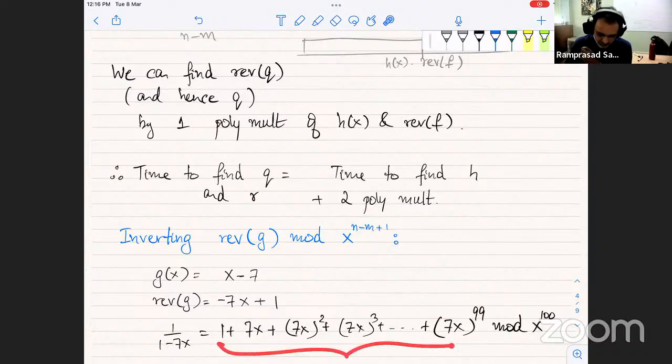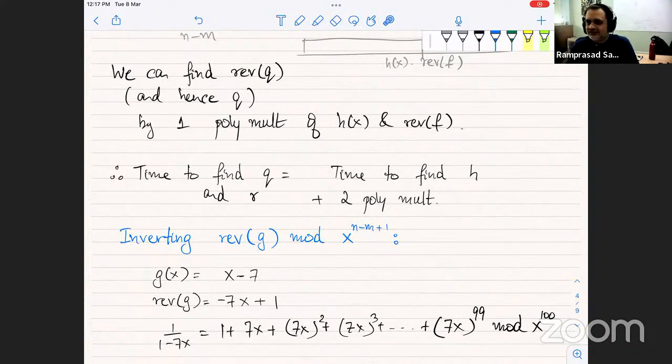And this is an honest to God polynomial. Yeah, it has degree 99, which is horrible, but doesn't matter. It's an honest to God polynomial such that when I multiply this with 1 minus 7x, you will end up with a polynomial that looks like 1 plus something divisible by x power 100, which you don't care about. Is this clear so far?